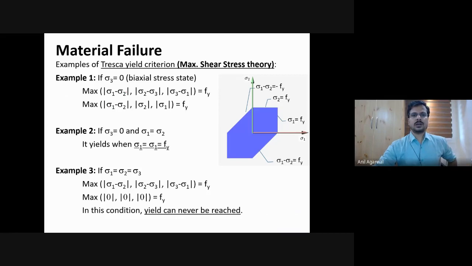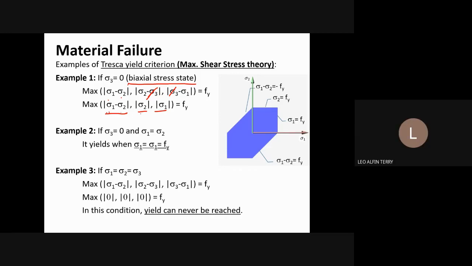So let's say we have a condition where the stresses are biaxial. When the stresses are biaxial, that means sigma 1 is present, sigma 2 is present, but sigma 3 is not present. Sigma 3 is 0. If that is the condition, your equation will be simplified to this: sigma 1 minus sigma 2 will remain. Sigma 3 will become 0, and here sigma 3 will become 0. But since you have the mod operation, these functions will remain. Right? So everybody agrees with this? This equation will change to this equation. Sigma 3 terms will go away.